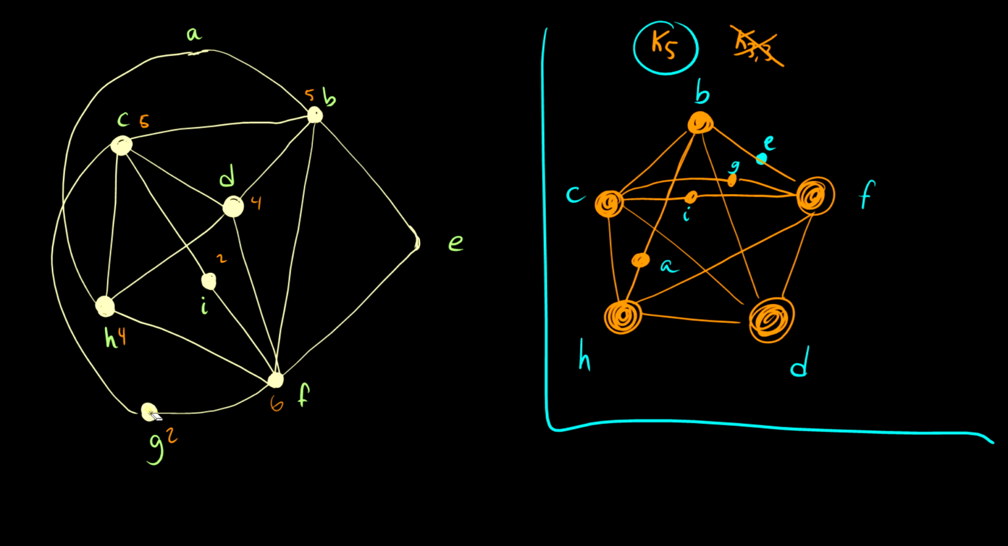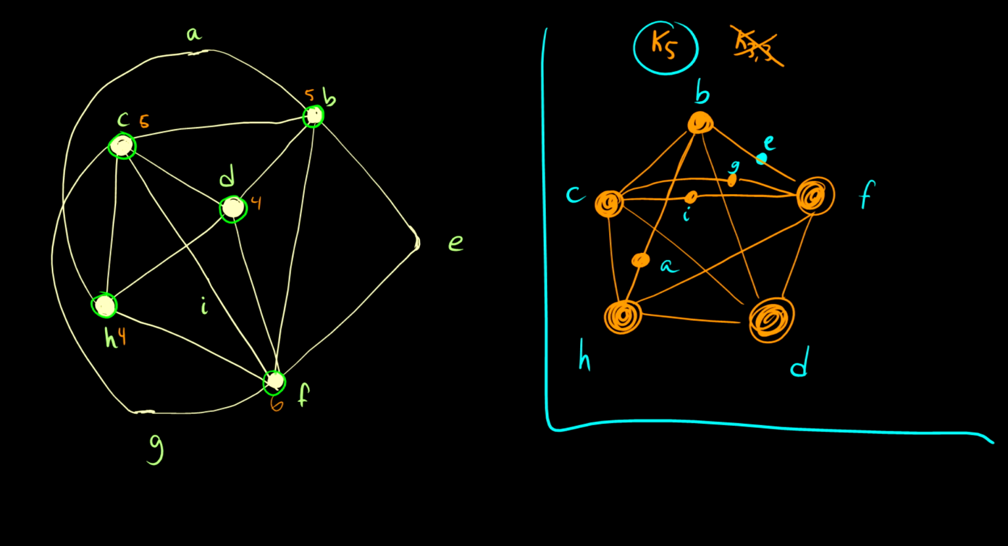This G is pretty useless too, so let's just get rid of that. And same with this I. This I isn't really doing us any good here. So what do we have now? Well, now we have a graph with 5 vertices. Okay, so that's kind of what we want, right?